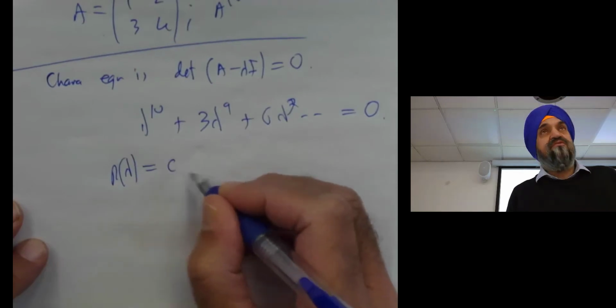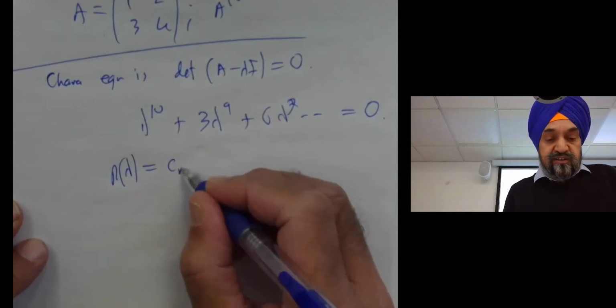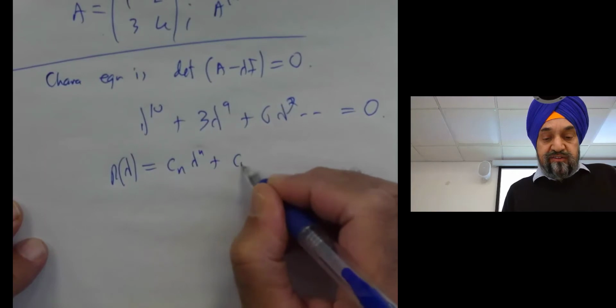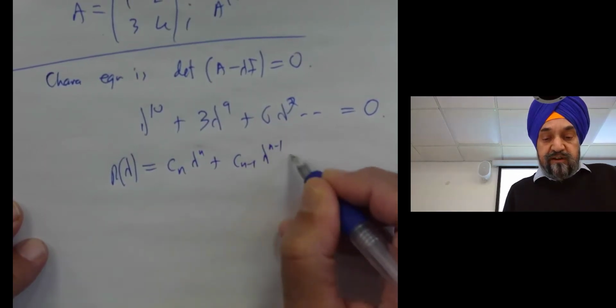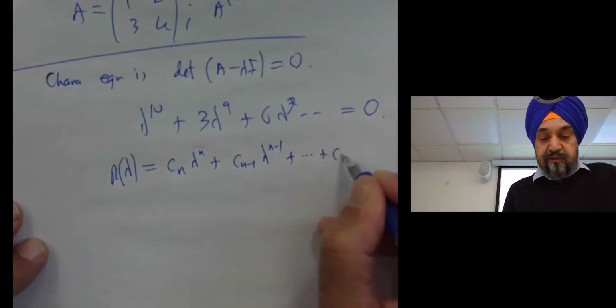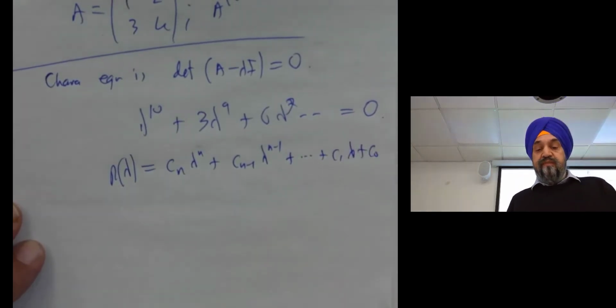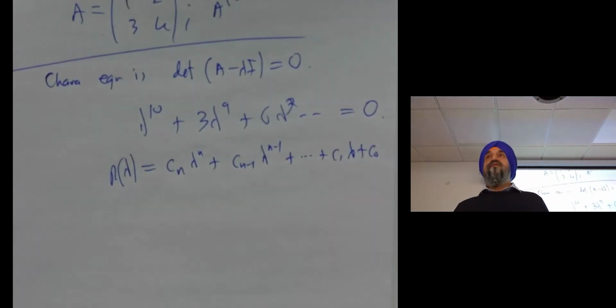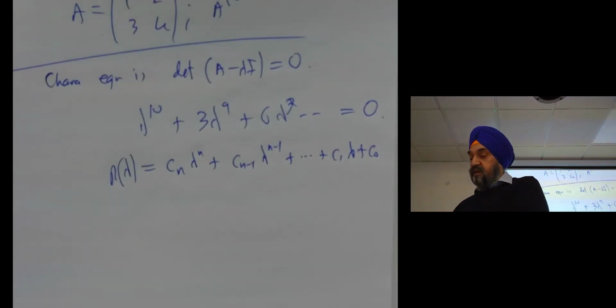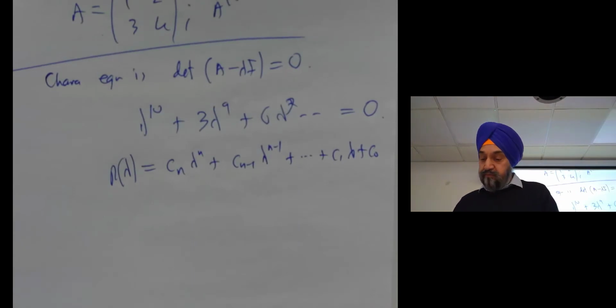Let's do n by n: c_n lambda^n plus c_(n-1) lambda^(n-1) plus all the way plus c_1 lambda plus c_0. That's called a characteristic polynomial. We call that p lambda.